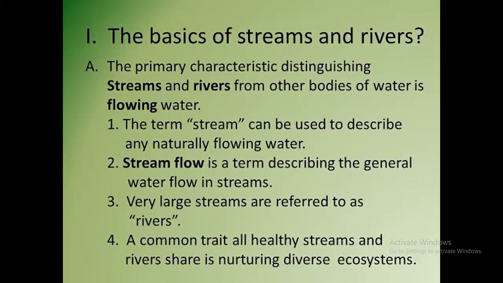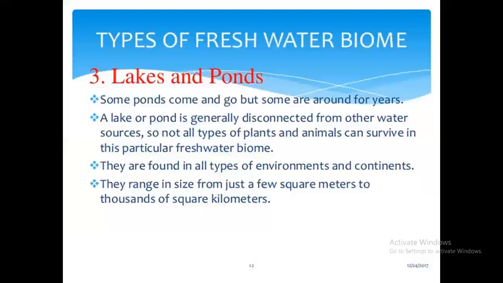A common trait all healthy streams and rivers share is nurturing diverse ecosystems. The other type is lakes and ponds. Some ponds come and go, but some are around for years. A lake or pond is generally disconnected from other water sources, so not all types of plants and animals can survive in this particular freshwater biome. They are found in all types of environments and continents. They range in size from just a few square meters to thousands of square kilometers.